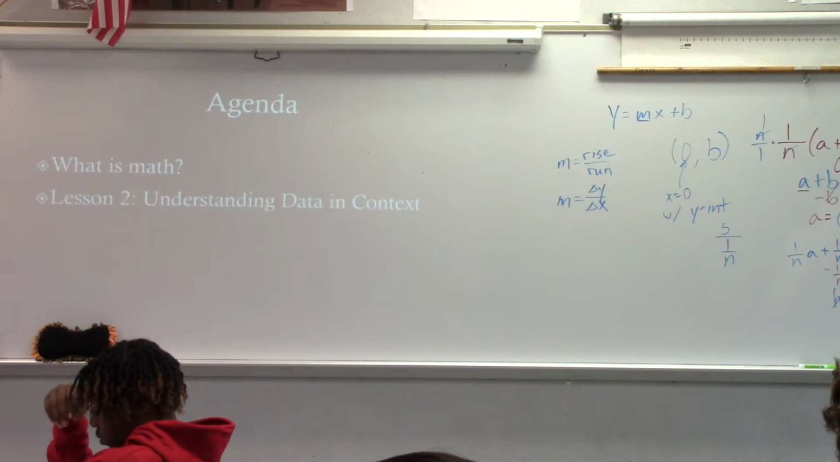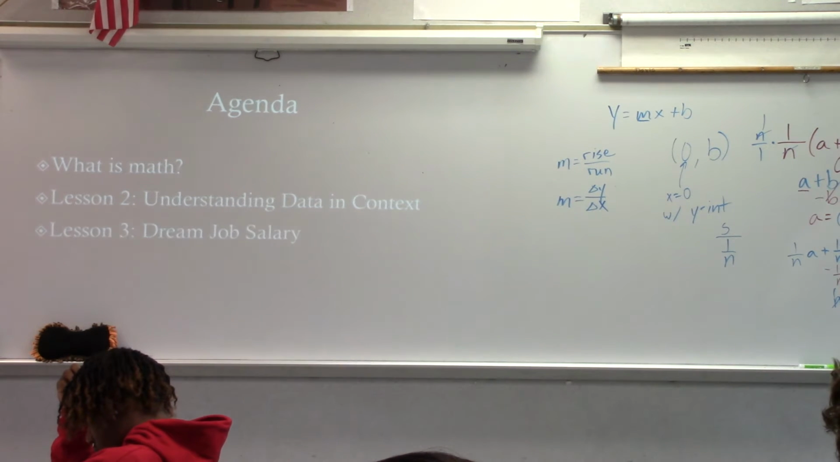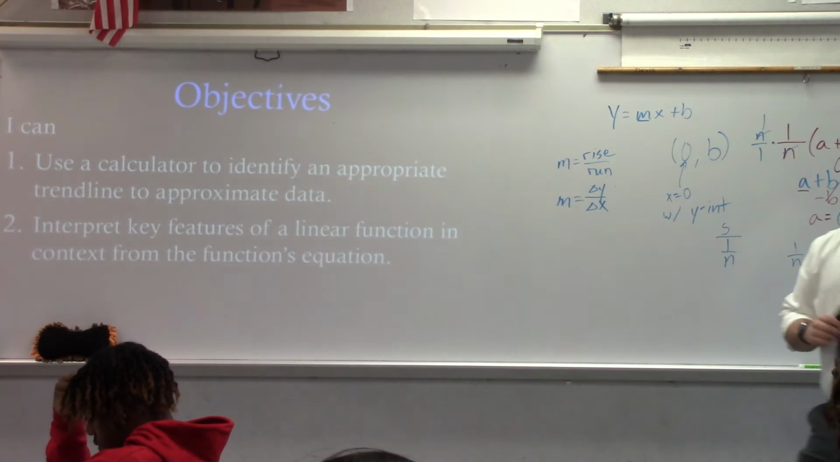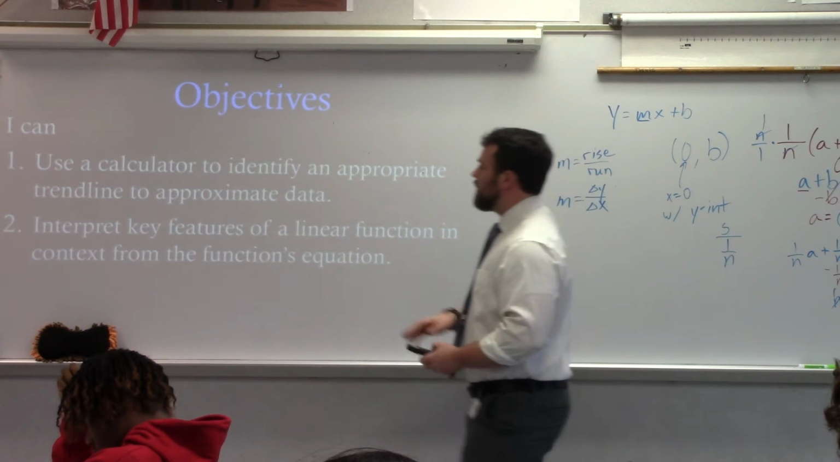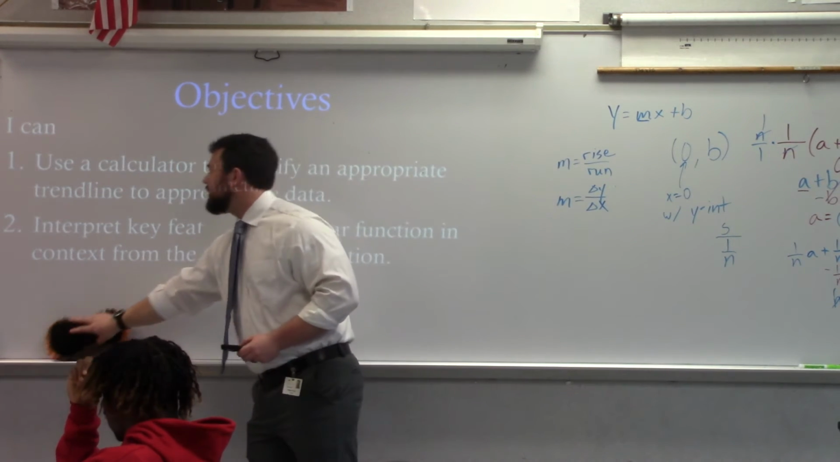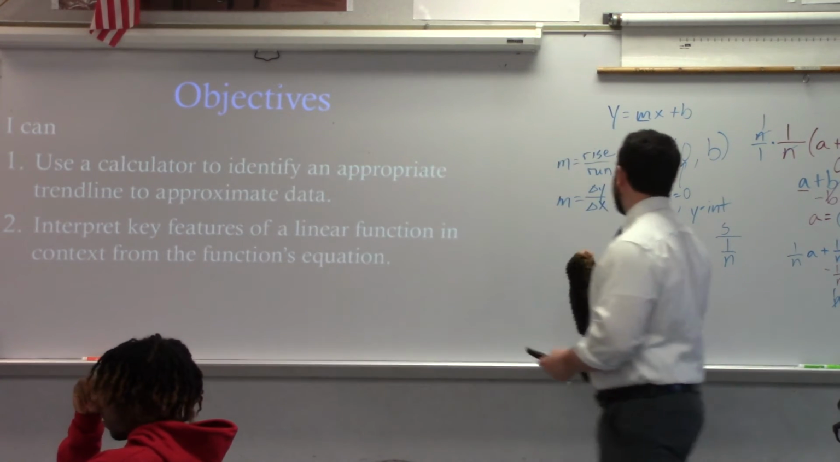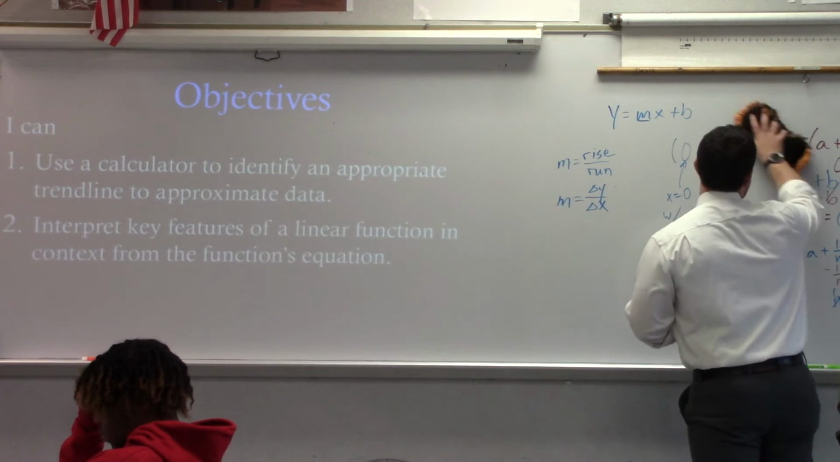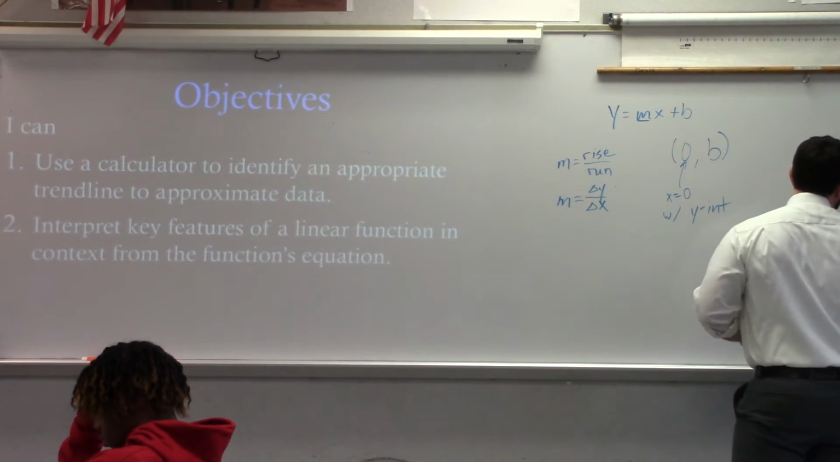All right, we're going to finish up Lesson 2, Understanding Data and Context. If we finish it quickly enough, we will get to Lesson 3, the Dream Job Salary Task today. Now, I want to remind you, right, objectives. We're trying to use a calculator to identify an appropriate trend line to approximate data. We did that yesterday for the last task, right?